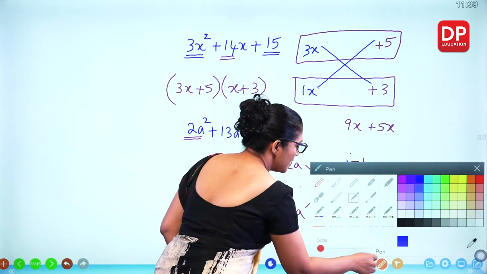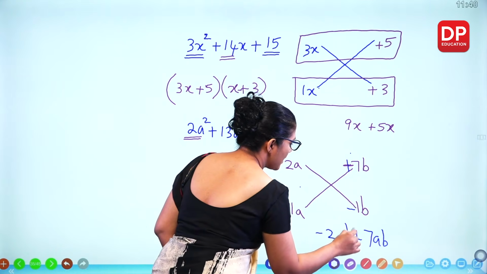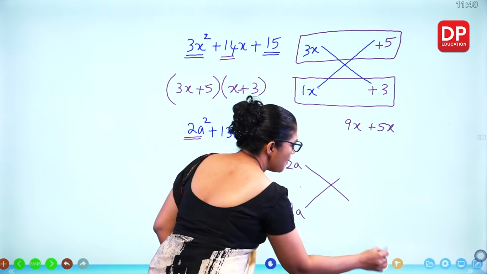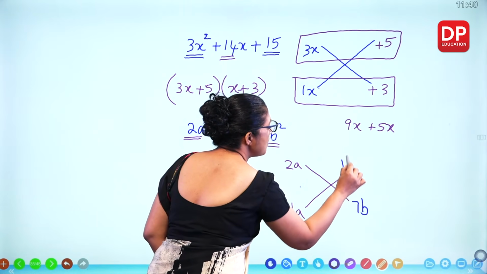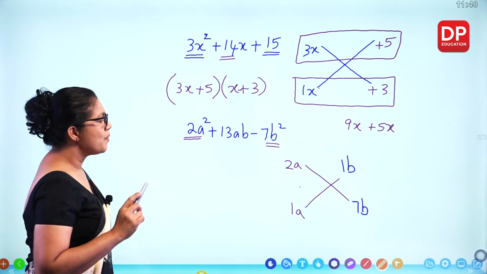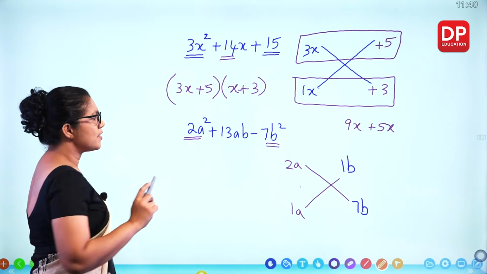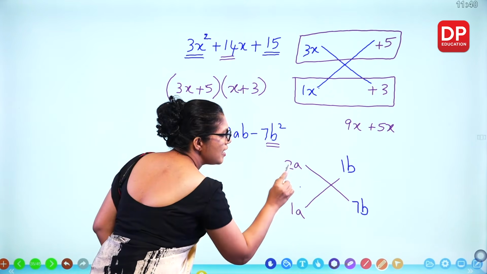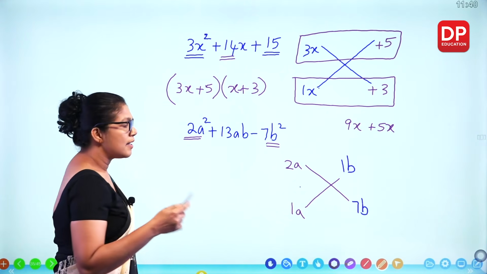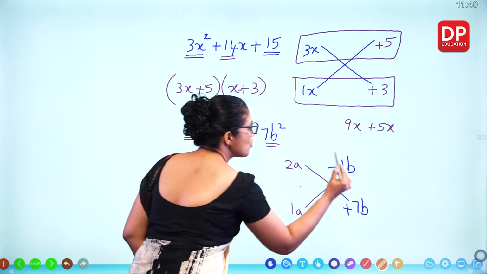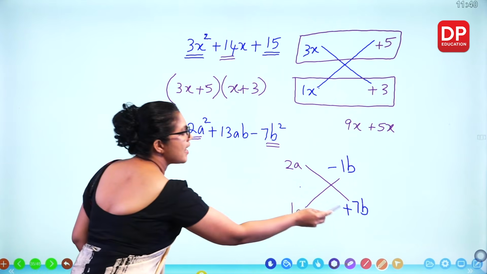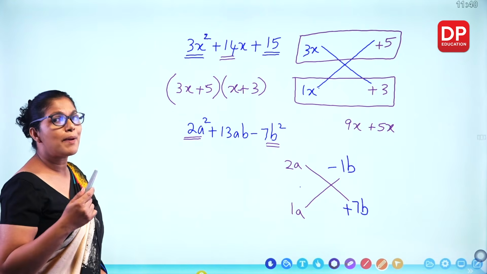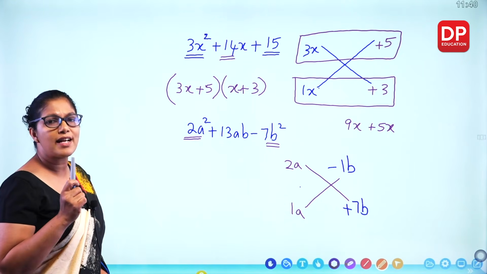Now I can check the other way round. So I'll put 7b here and 1b here. Now which one should you get positive? Positive 13 is there. So can you see this one? You get 14. So this should be plus and this should be minus. So now you are getting 7 times 2, 14. 14 minus 1, you get plus 13. So this is the correct order.